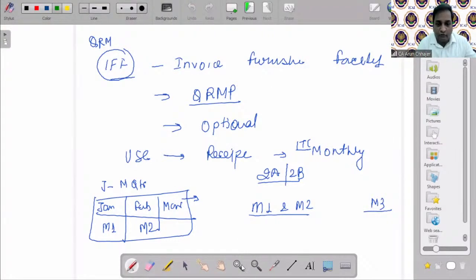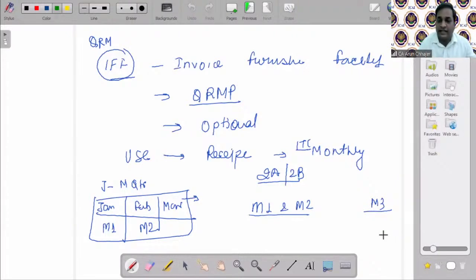The GSTR 1 would contain the details of B2B as well as B2C. But in the IFF, only B2B detail need to be entered.